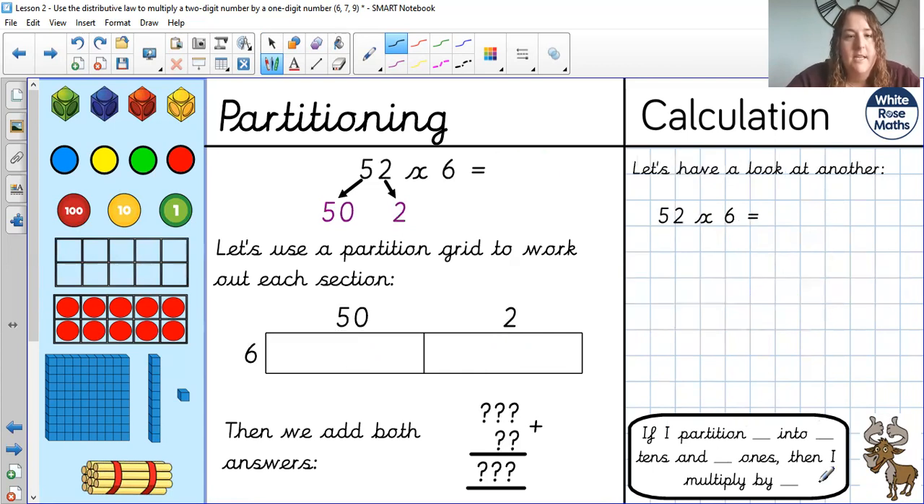one together. This time I've got 52 times 6. So I've already started by partitioning into 50 and into 2. And you can see I've written this 50 up here and the 2, and then we're multiplying both by 6. Okay, so let's see if we can work out the answer to this then.